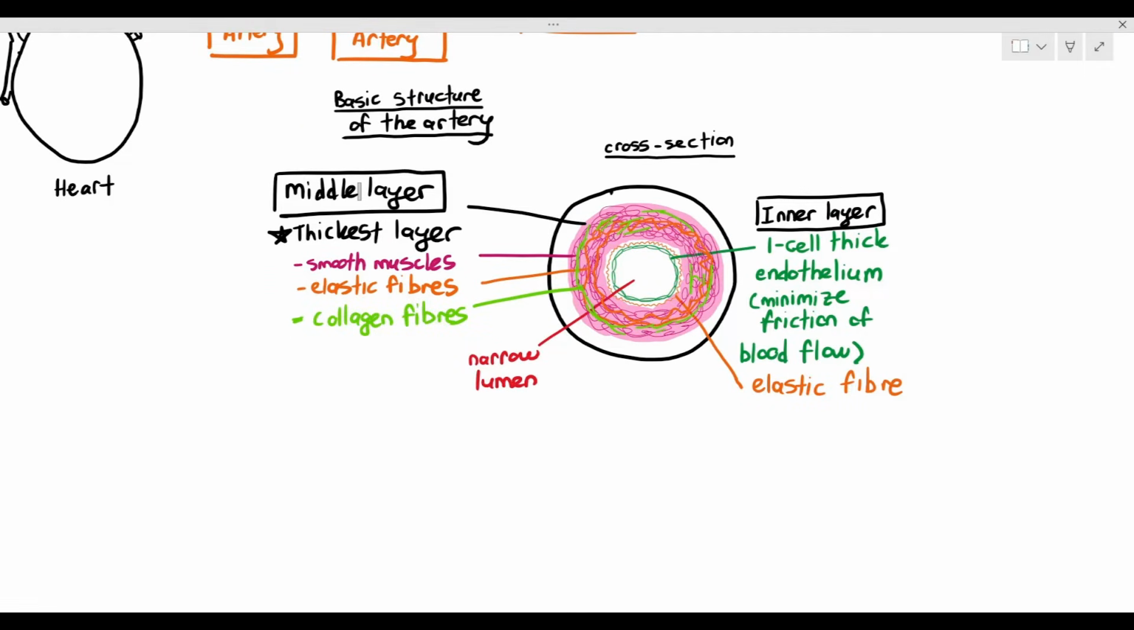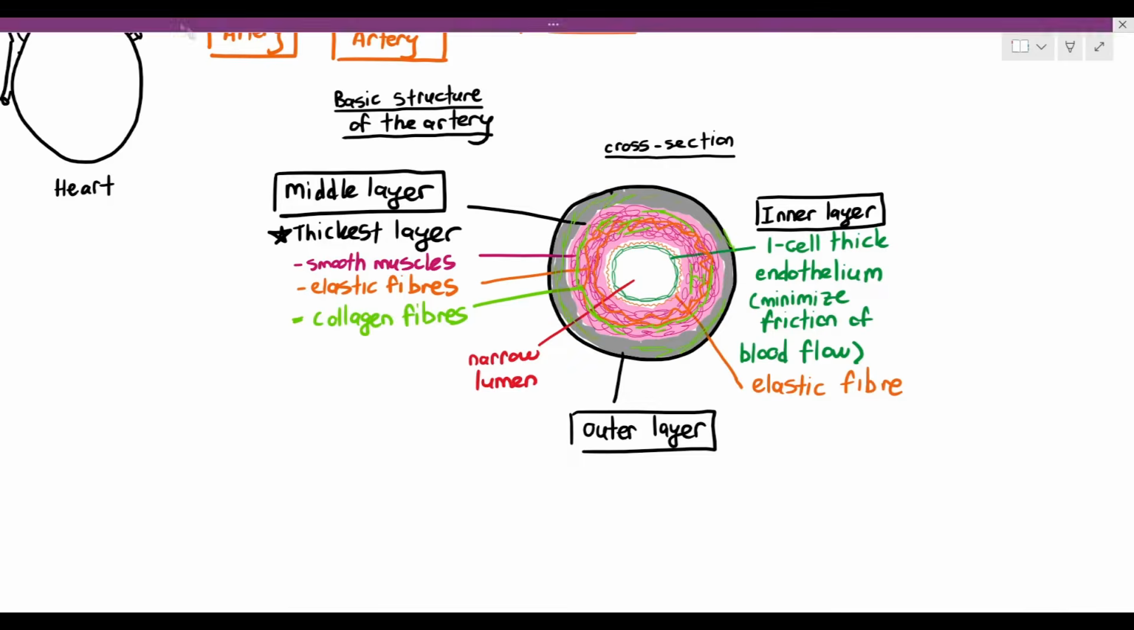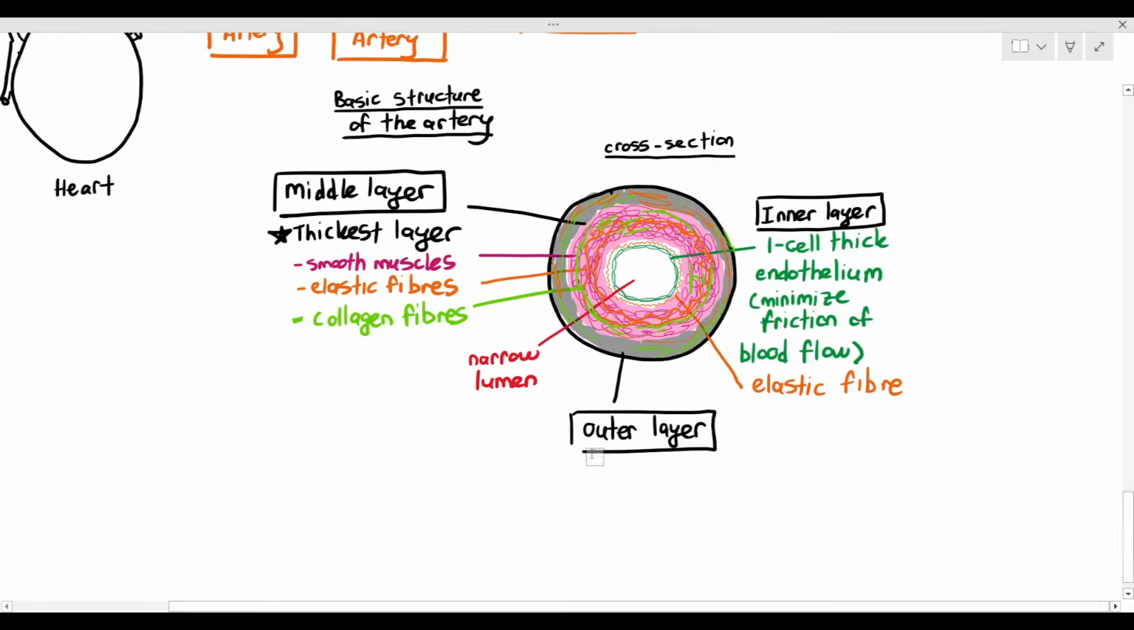So the middle layer, which is the thickest layer of the artery, contains three things: smooth muscles, elastic fibers, and collagen fibers. The outer layer, which I've highlighted in gray, quite thin, all right? It contains two things, which are elastic fibers, which I've put orange color lines, and also collagen fibers, which I've represented in green color.